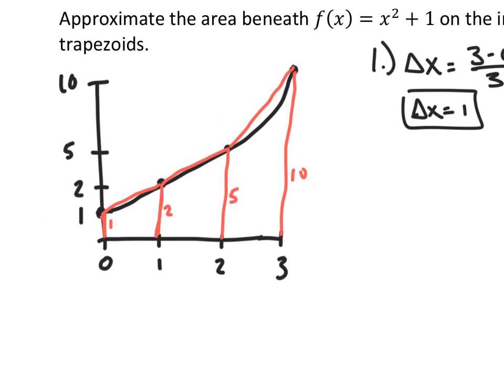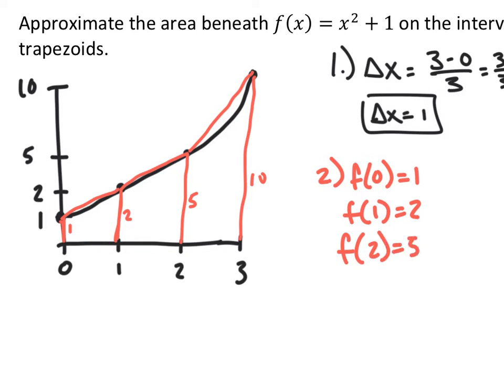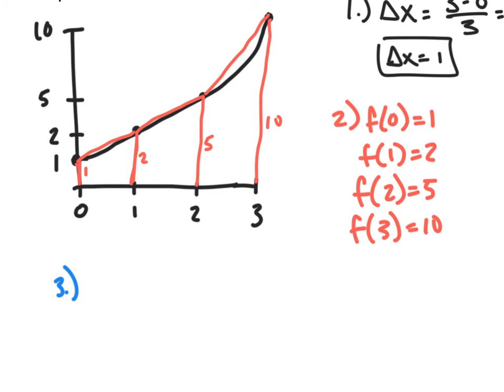And I'm just going to go ahead and write those out here for step 2. f of 0 equals 1, f of 1 equals 2, f of 2 is equal to 5, and f of 3 is equal to 10. Okay, now step 3 is adding up all the area of all these trapezoids. Okay, so I'm going to do this.